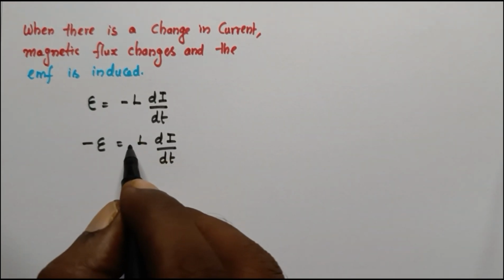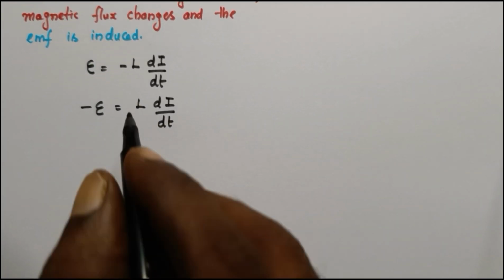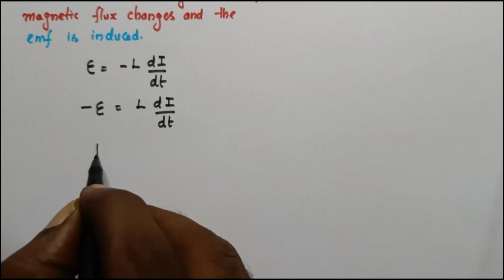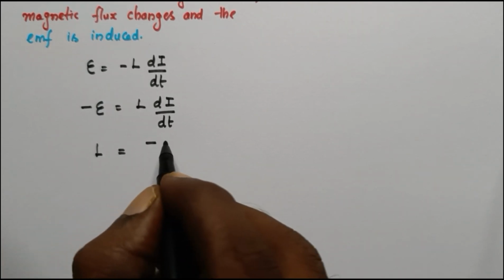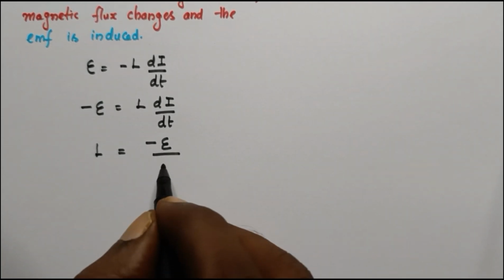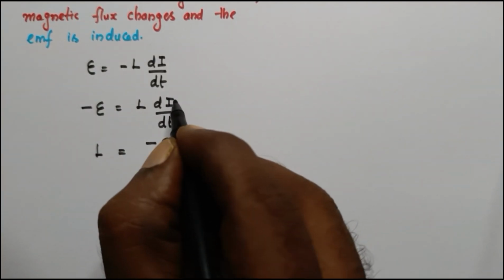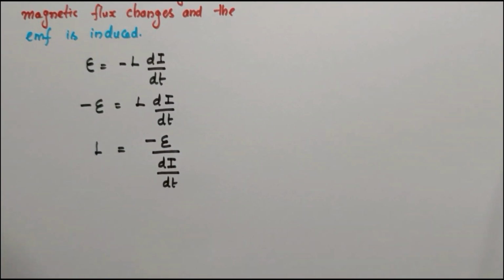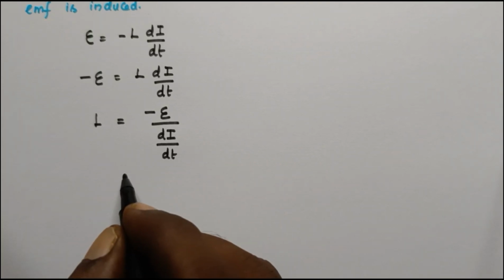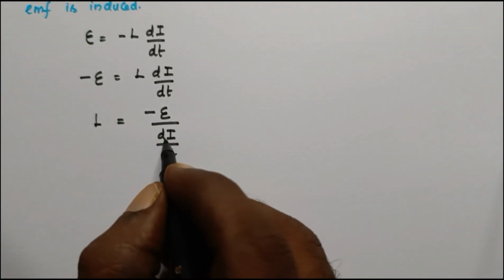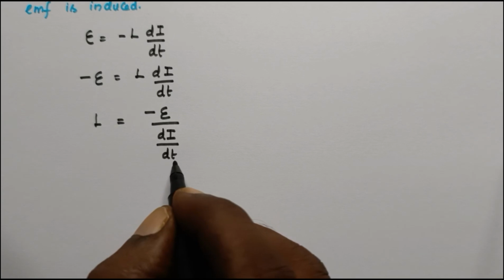This minus will become plus. We have to find L. Therefore, keeping L on one side, L is equal to minus epsilon divided by di by dt. This di by dt will come to the denominator. In this problem, epsilon is given. We can find the change in current. dt is given.